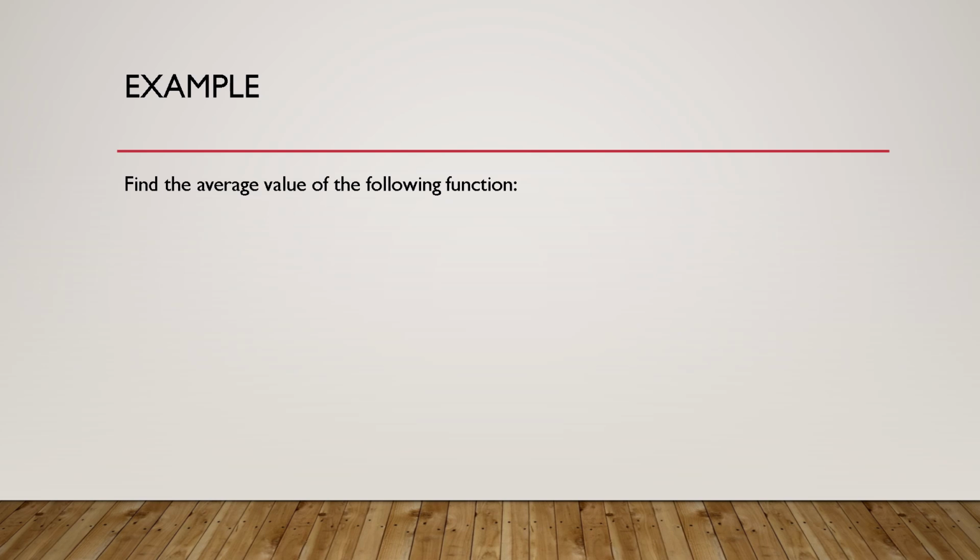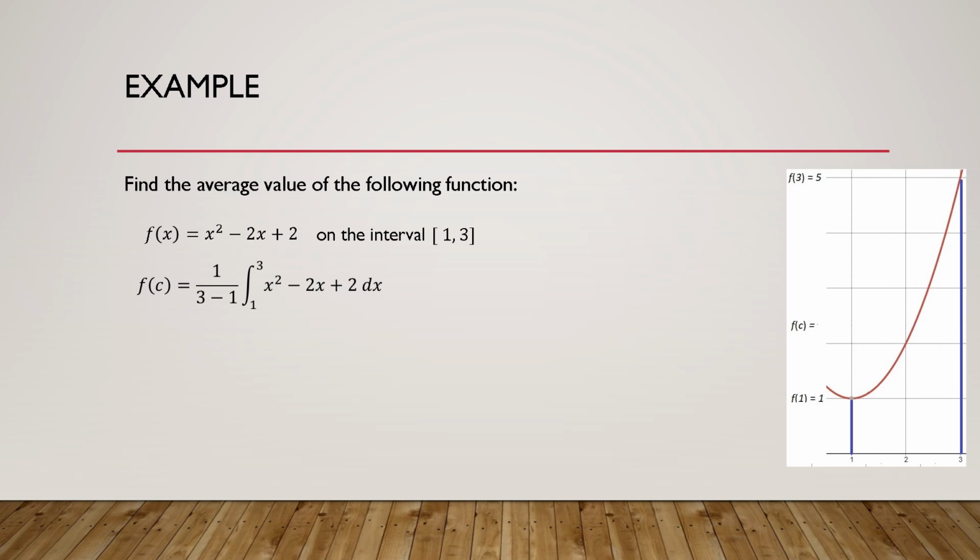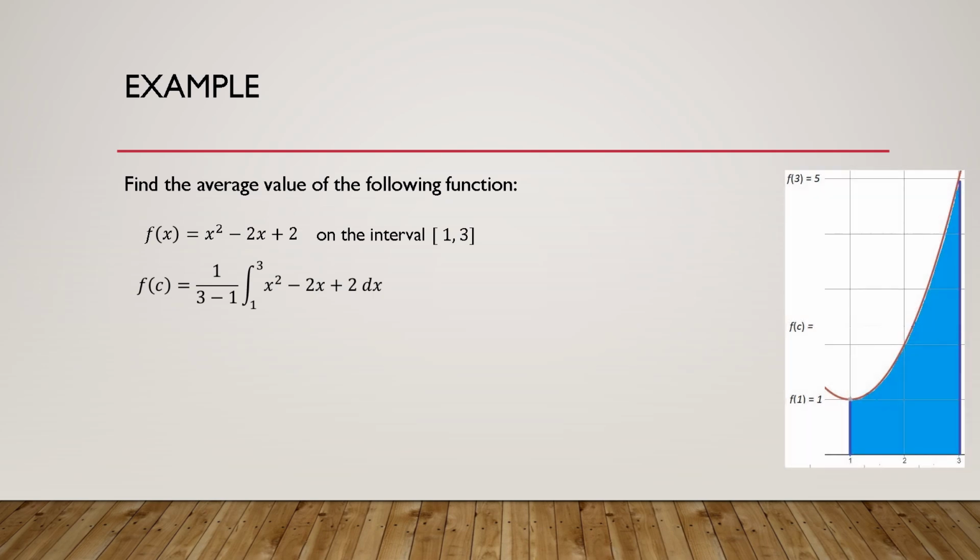As an example, let's find the average value of the following function. f of x is equal to x squared minus 2x plus 2 on the interval from 1 to 3. f of c equals 1 over 3 minus 1 times the integral from 1 to 3 of x squared minus 2x plus 2 dx. We can simplify the fraction to 1 over 2. Then take the integral to get x cubed over 3 minus x squared plus 2x evaluated from 1 to 3.